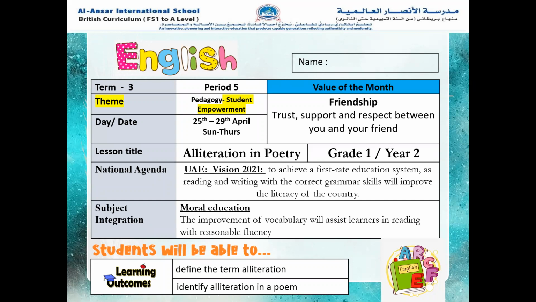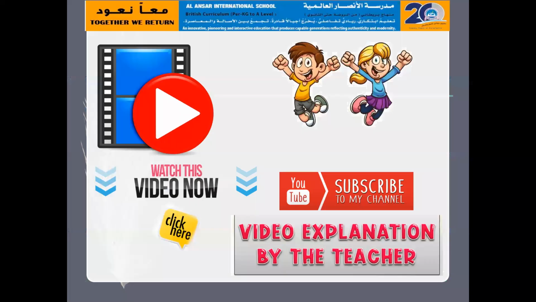Today we are going to be learning about alliteration in poetry. Before we go further, let us go over the value of the month. This month's value is friendship, and that means trust, support and respect between you and your friend. Now, in this lesson, you will be able to define the term alliteration and we will identify alliteration in a poem. So let's get started.